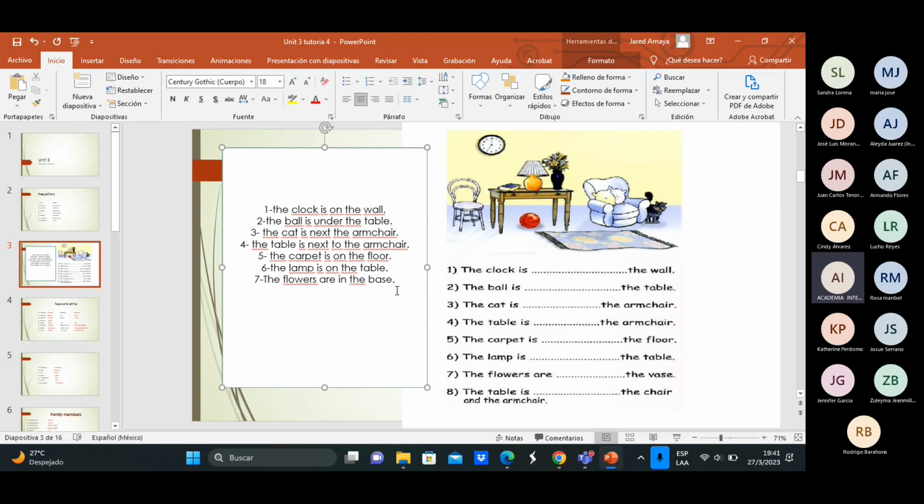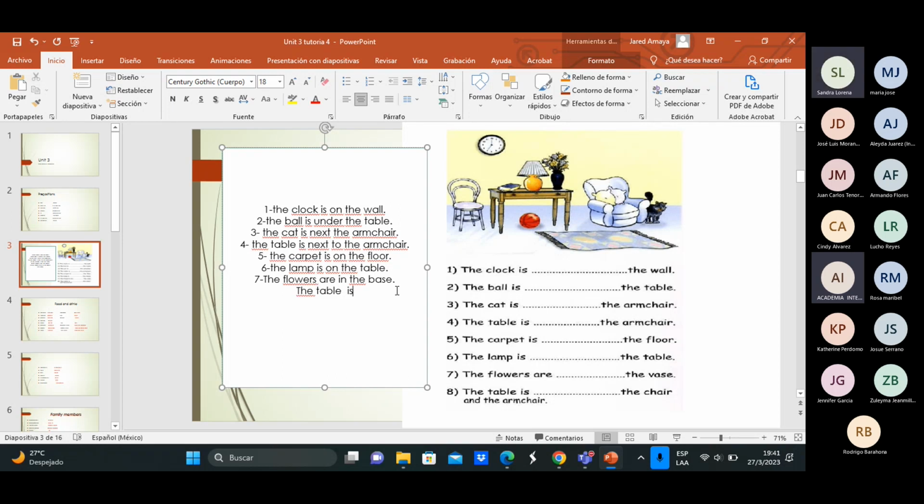The table, yes. The chair. In the armchair. Which preposition would I use? ¿Usaría? It would be like next to. What do you think about it?